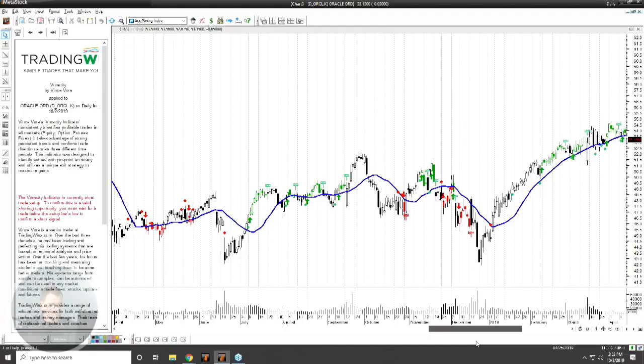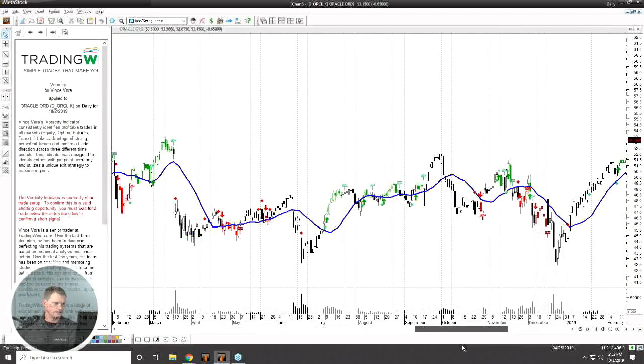Like I said, it doesn't matter what type of symbol you have on the chart. It works with any market. This is just Oracle right here, and there are a lot of short little moves, so maybe it wouldn't be the best symbol to look for, but you can tell that you did still make some money in here.